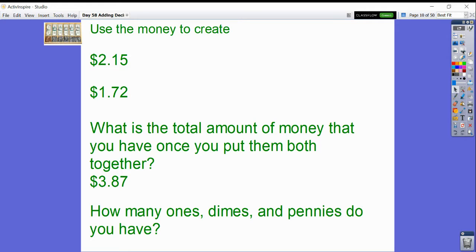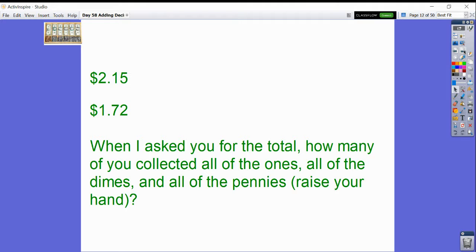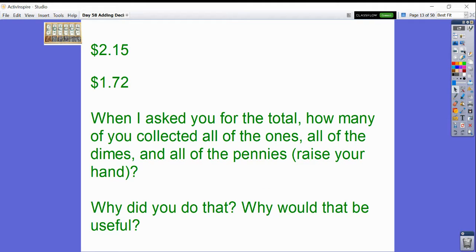So how many ones would I have? How many dimes? How many pennies? Let's see, if I had 5 pennies here, I had 2 pennies there, I'd have a total of 7 pennies. If I had a dime here and 7 dimes there, I'd have a total of 8 dimes. $2 plus $1 gives me $3, or 3 ones. So if I put them together, I'd end up with a total of $3.87.